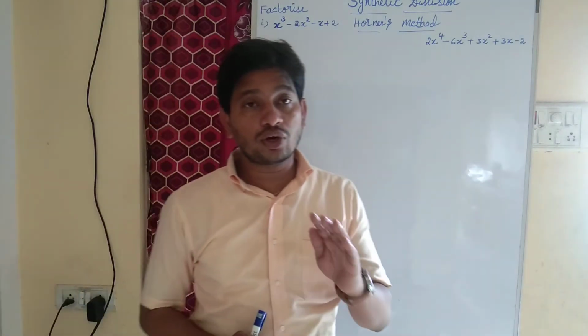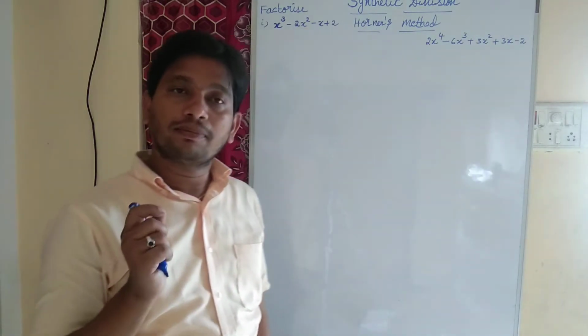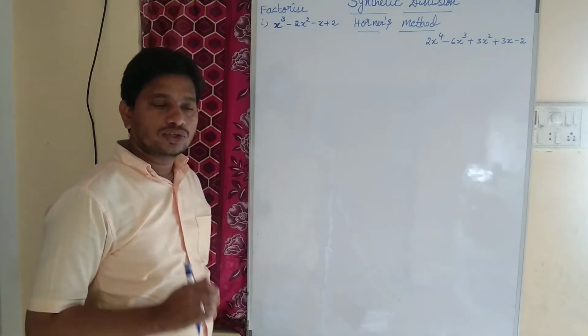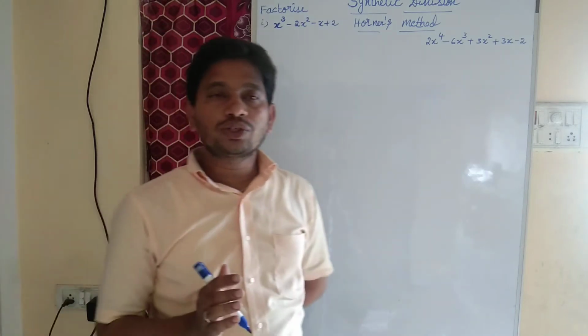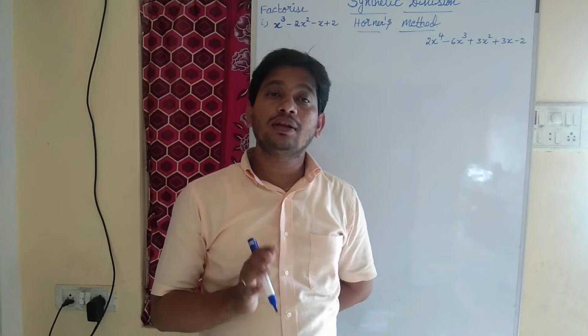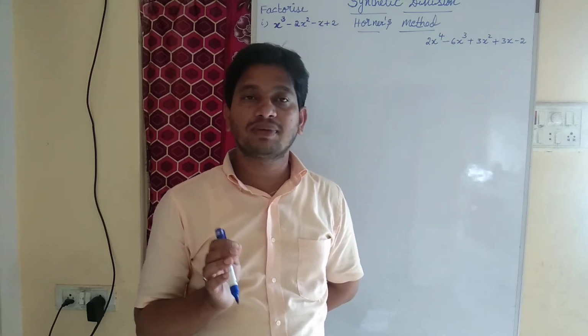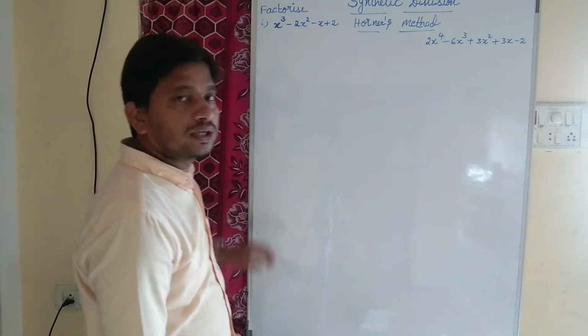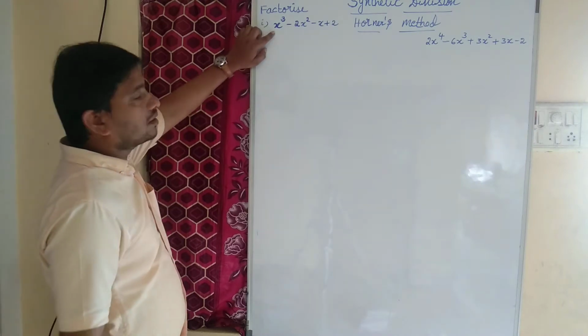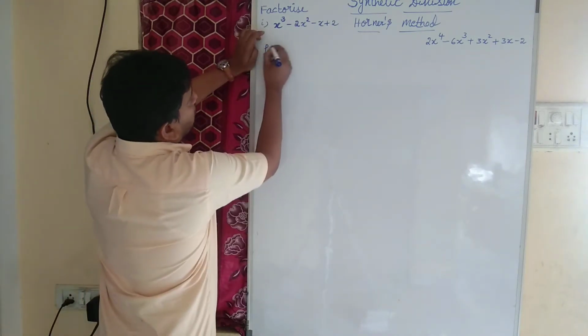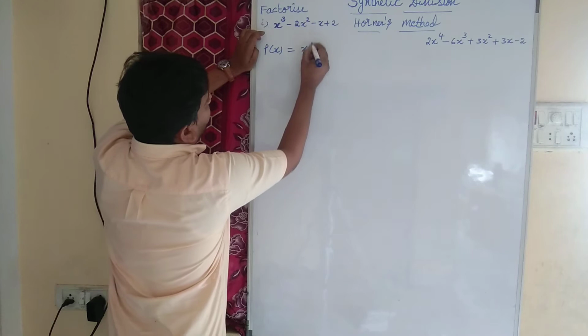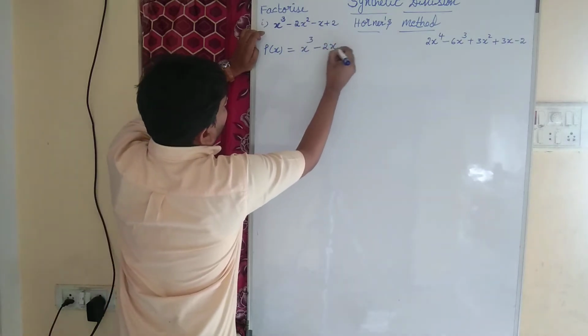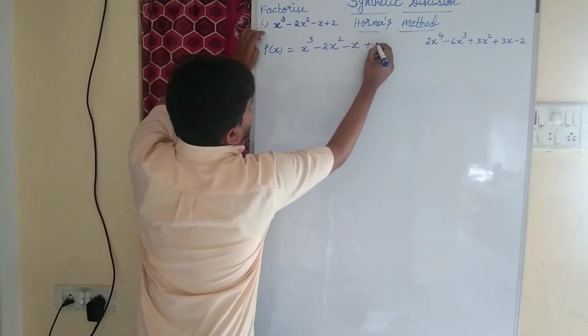We can also call it Horner's method, right? So how to find zeros of a cubic polynomial by using the synthetic division method. Consider a cubic polynomial p of x equal to x cube minus 2x square minus x plus 2.